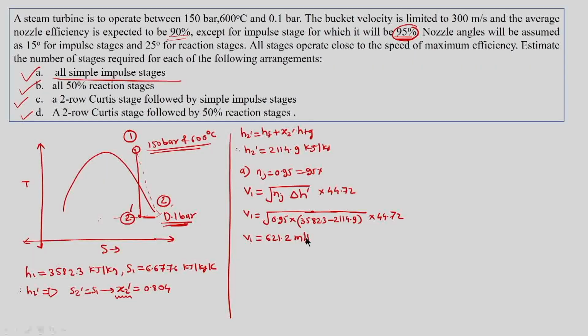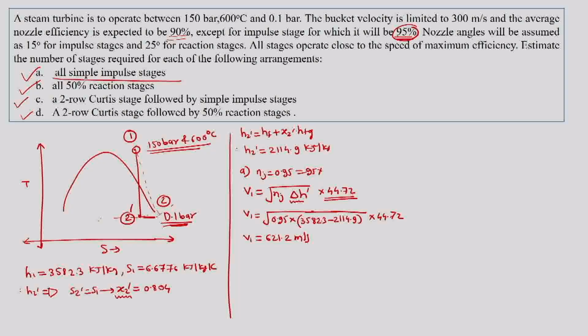So for us V1 is equal to 621.2 meters per second. We have to keep this point in mind. We are writing this delta H in kilojoule per kg. That is why we have 44.72 as a number which is outside the square root. So we get velocity in meters per second.